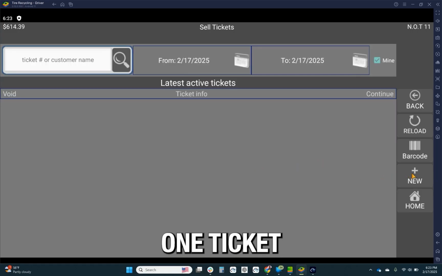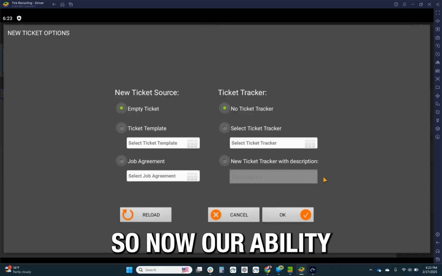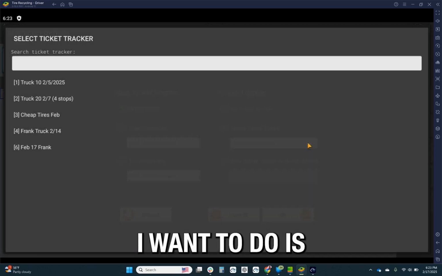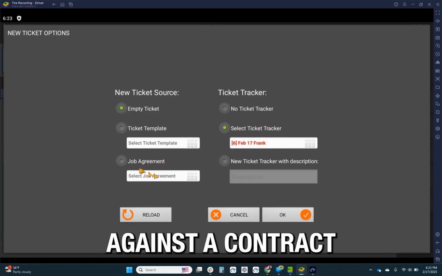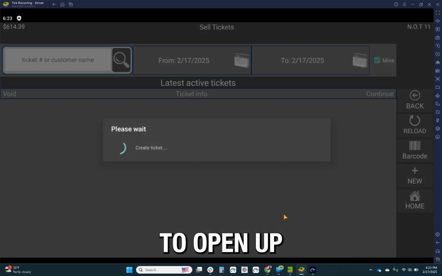Now, I am going to create one ticket as a driver because I got a call. The dispatcher was out and they said, hey, can you go to this tire shop? I'm going to say, sure. So now our ability to go in there and say, well, the first thing I want to do is attach this to my truck today. So now this is going to be attached to my truck. I could also receive against a contract for this one. So I'm going to receive against the contract, and then I'm going to open up this ticket.